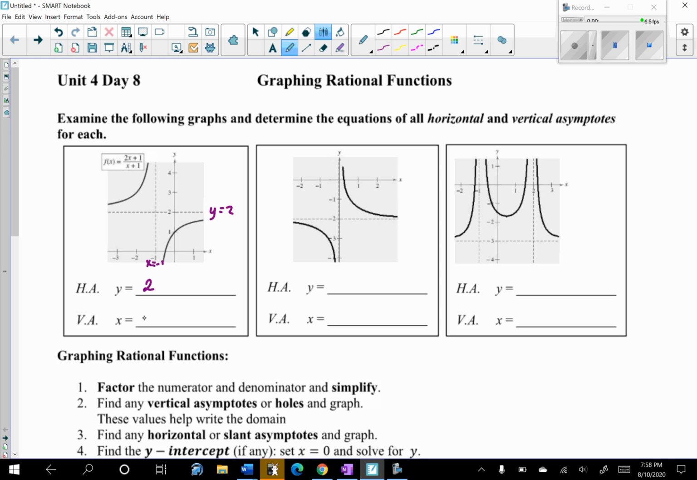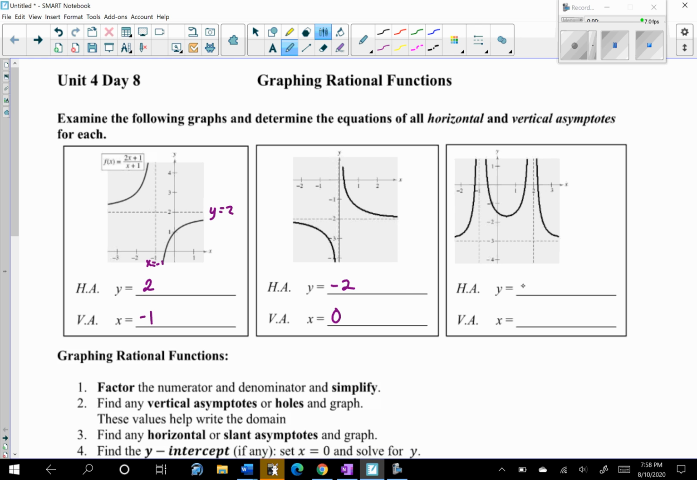It's really important that when you are writing your asymptotes, always make sure you write y equals and x equals. That tells us if it's vertical or horizontal. Looking at this next one, the vertical asymptote, which is right here, looks like it's at x equals 0, and the horizontal asymptote is at y equals -2.